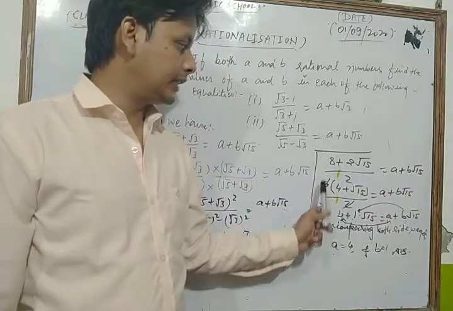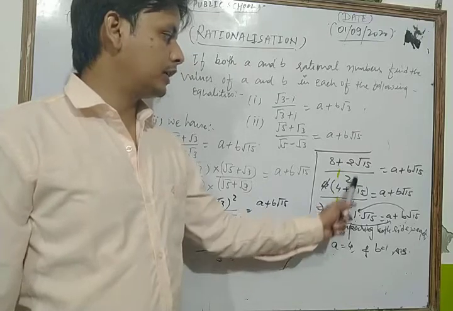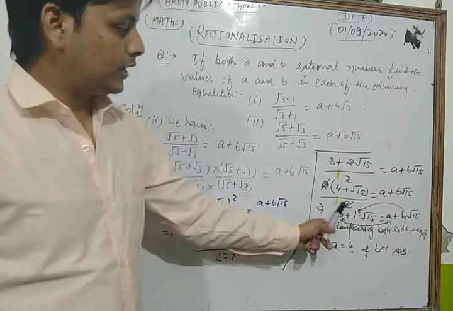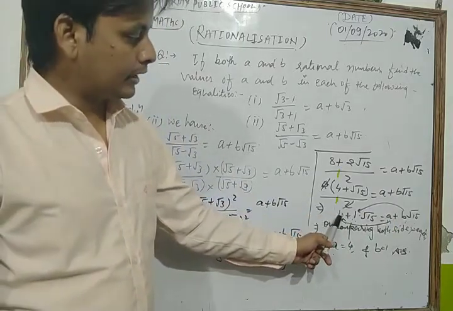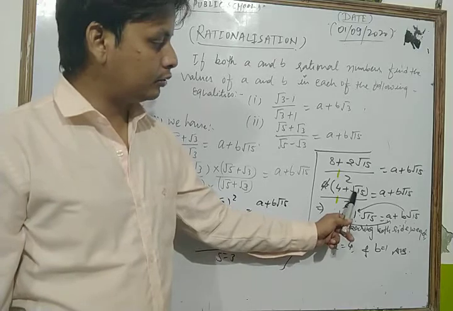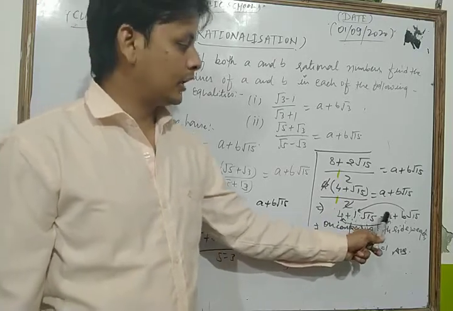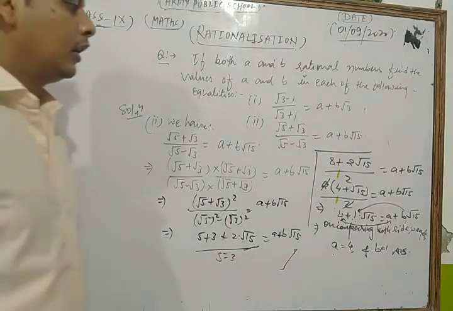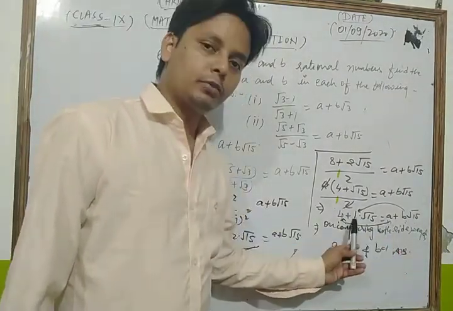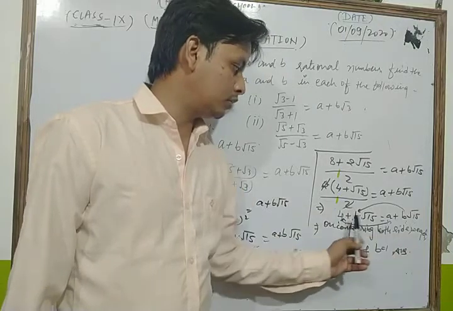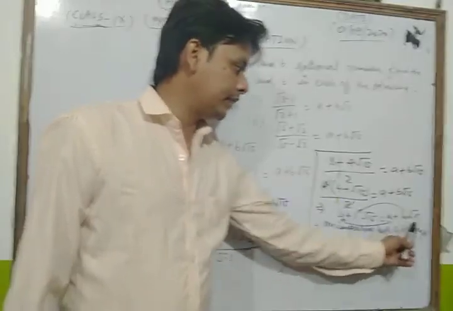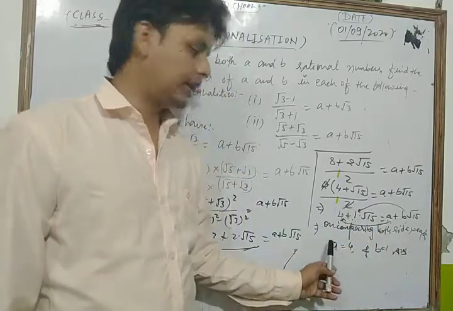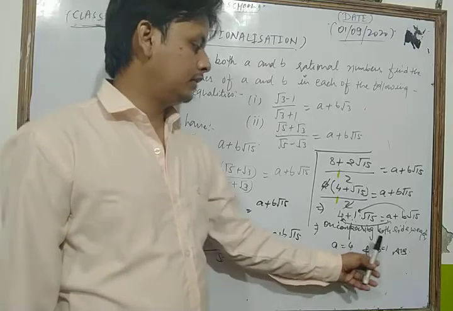Now in the numerator we take 2 as common, so we get 4 plus root 15 upon 2, and on the RHS we write as it is. Here 2 cancel each other. Now look what I get, 4 plus, we write root 15 as 1 into root 15, is equal to a plus b root 15. Okay, now after that we compare both sides. We get a is equal to 4, and the coefficient of root 15 is b, and here it is 1, so b is equal to 1. So the values of a and b are 4 and 1.